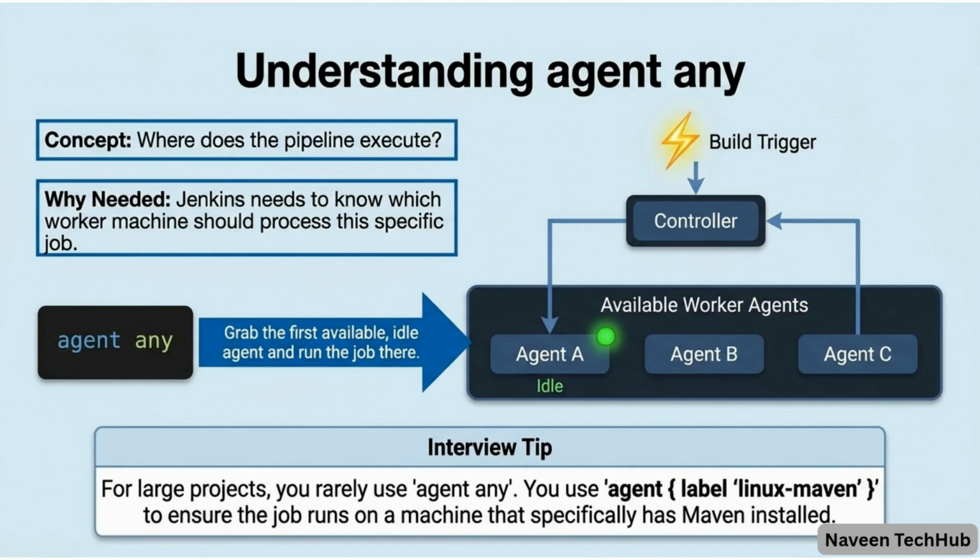For learning in smaller environments, this is perfectly fine. In enterprise environments, however, we normally use labels. For example, if our build requires Java and Maven, we might select an agent labeled Linux-Maven. That ensures the job runs on a machine with the correct tools installed.